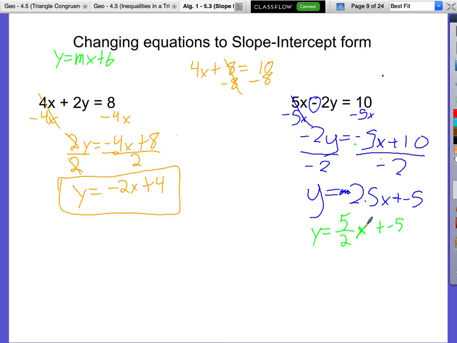It would be easier for us when we deal with slope to leave it as a fraction. It'll be easier up here when we leave it as 5 over 2x plus negative 5. We have to divide both of these by negative 2, so we divide each by negative 2. Questions on this one?